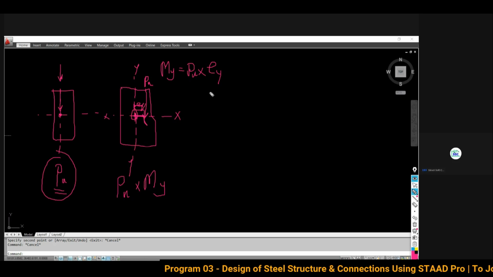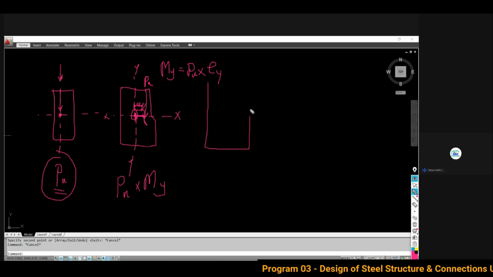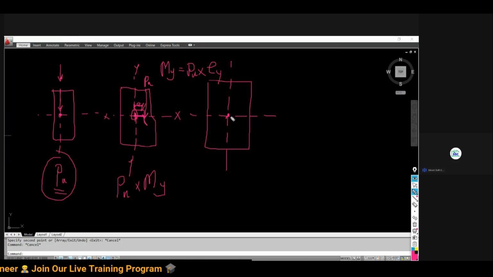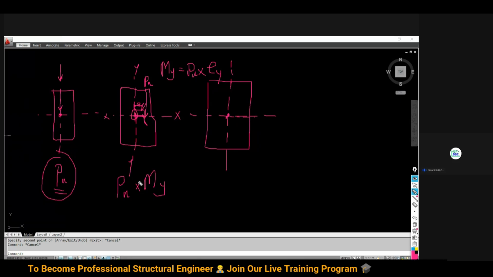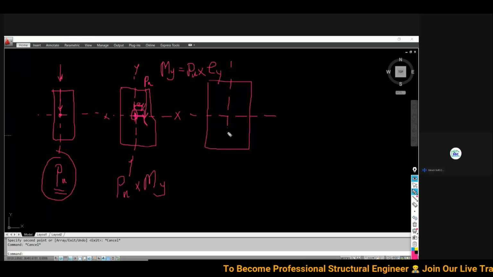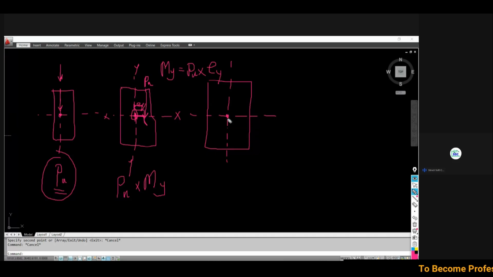Okay, minor axis. Now the third case, what is the possibility? Try to understand. This is my CG point, and the axial load is not going to act on this point. It is not going to act on the X axis, and not on the Y axis. See, it is the first case. Okay, sorry, undo this step. Try to understand. This is the first case. Second case, your axial force is not acting at the center, but on this point.